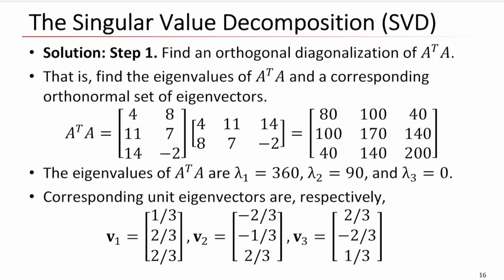Okay, so let's do that. First of all, to decompose the matrix A as an SVD, we have to follow several steps. The first step is to find the orthogonal diagonalization of A transpose A. It means finding the eigenvalues of A transpose A and the corresponding eigenvectors. This is the first step.